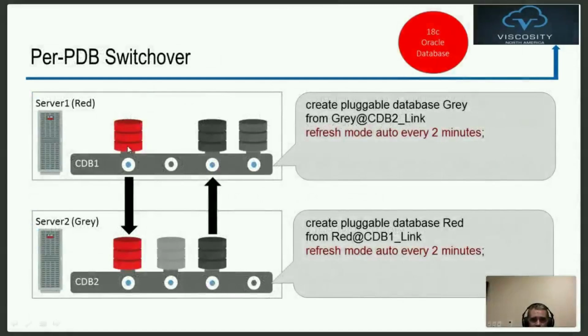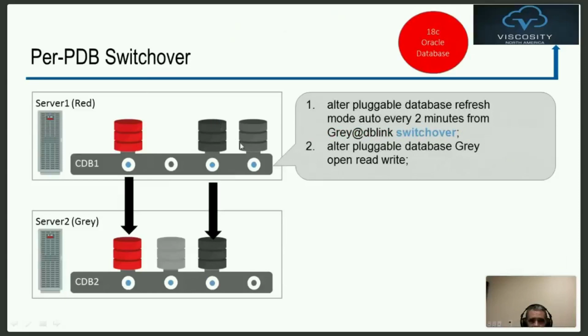So here's an example. Maybe I'm creating a red refreshable clone that's refreshing from the CDB1 to CDB2 link. You can see here it's taking it from 1 to 2. So this is the clone. And then the other one, I'm using this link and I'm building a clone back to 1. So now I say, you know what, I'm going to change this gray clone around. I'm going to go this way instead. So ALTER PLUGGABLE DATABASE REFRESH MODE EVERY 2 MINUTES FROM gray, but SWITCHOVER. I'm going to go the other way now. And let's alter that pluggable database over to read write. Now that's my primary. Very, very powerful.